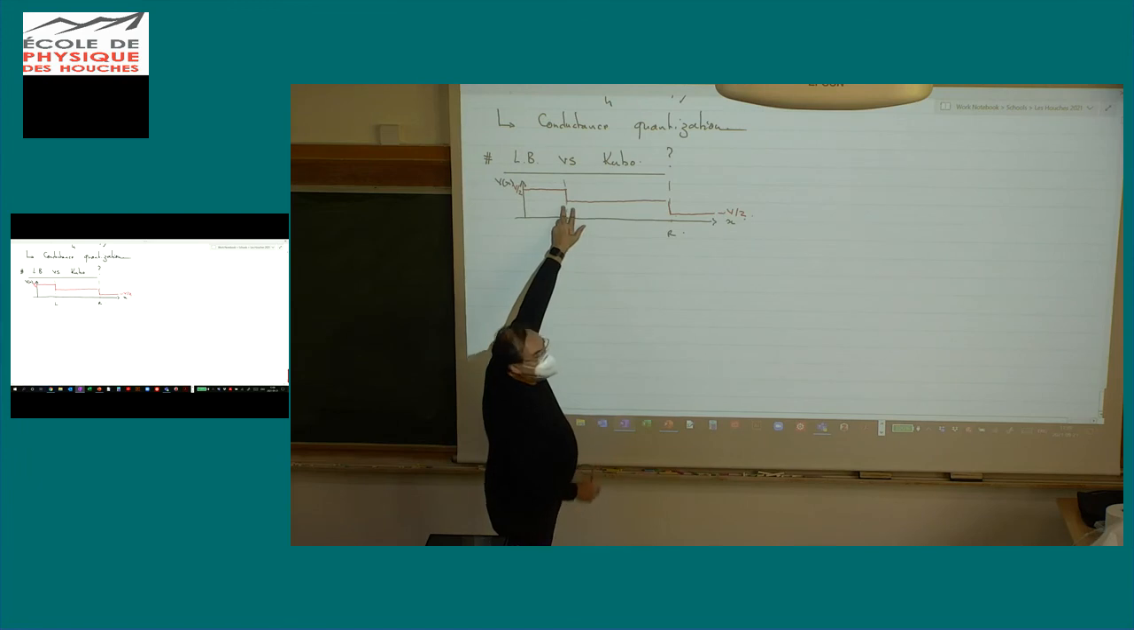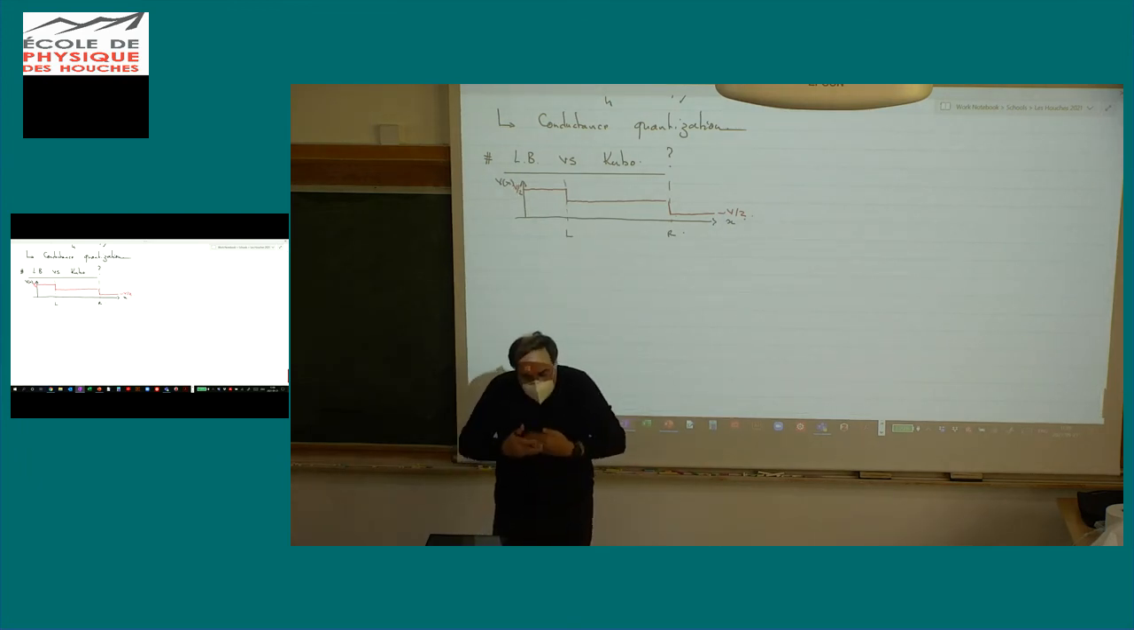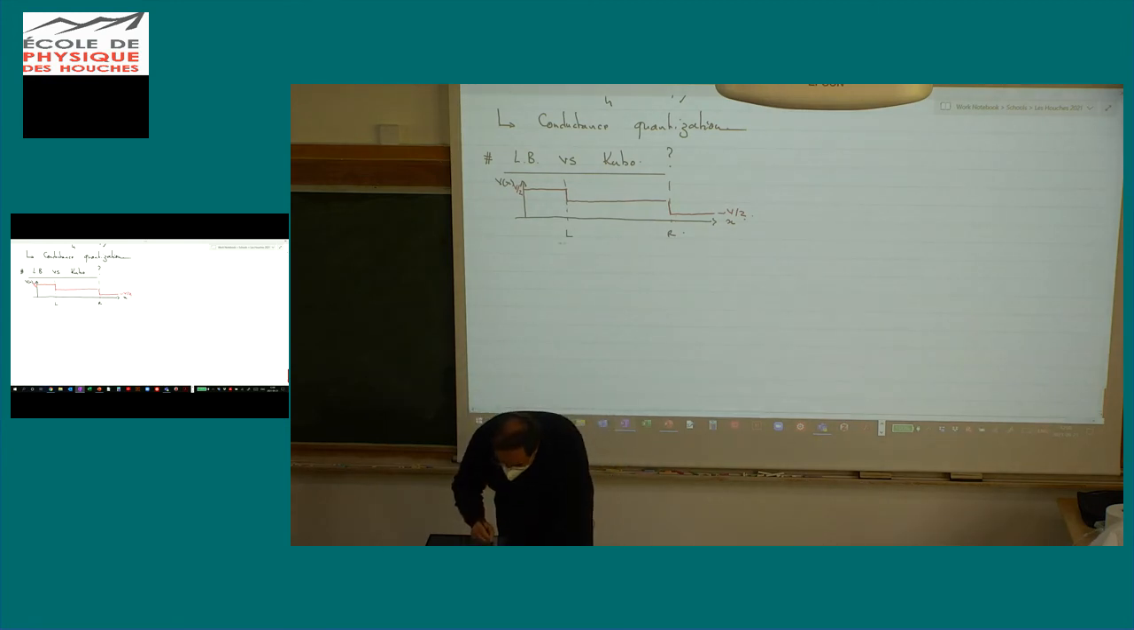People call this the contact resistance. This is the resistance which will be generated at the entrance, at the exit of your reservoir, and at the entrance to whatever is your system. So this is voltage drop.